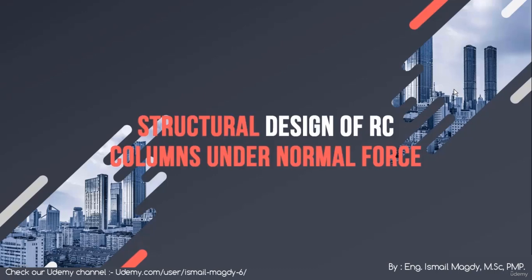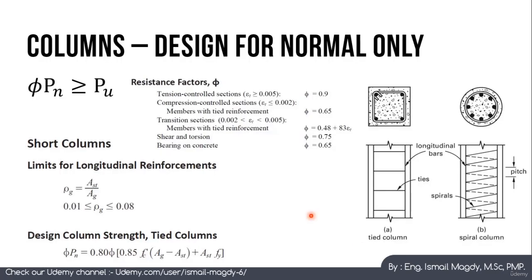In this video, we are going to learn about structural design of RC columns under normal forces. Same as we said for beams, this is the governing formula for the design of RC columns under normal forces: phi Pn has to be bigger than or equal to P ultimate, where P ultimate is the factored normal force, while Pn is the nominal strength of the column itself under normal forces, and phi is the reduction factor or the resistance factor in case of compression controlled sections, which equals 0.65.